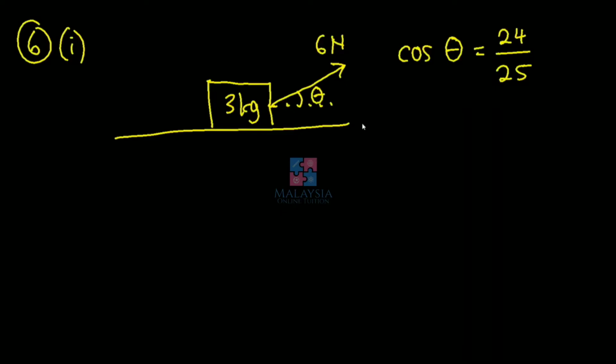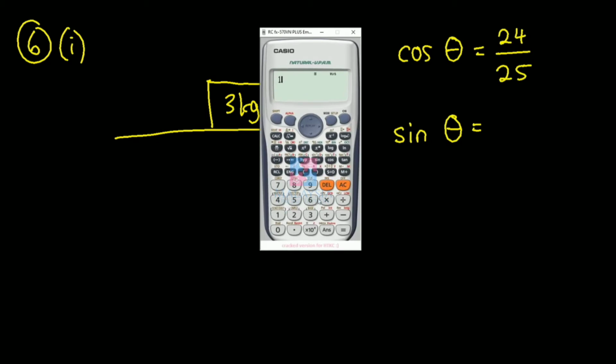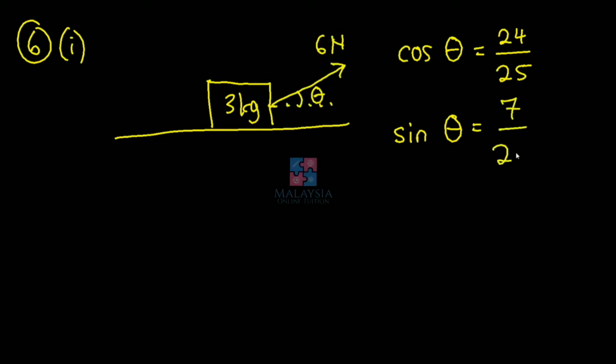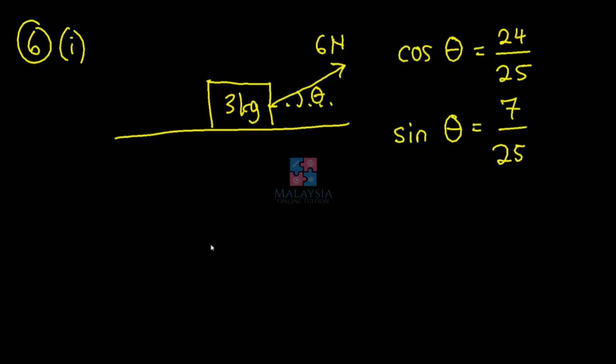Based on this diagram, this will be the situation that we have. Given that cos theta equals 24 over 25, you should know the value of sine theta in case we need to use it. That will be the square root of 1 minus (24 over 25) squared. Then you will get 7 over 25 for the value of sine theta, in case we need to use this later in the question.